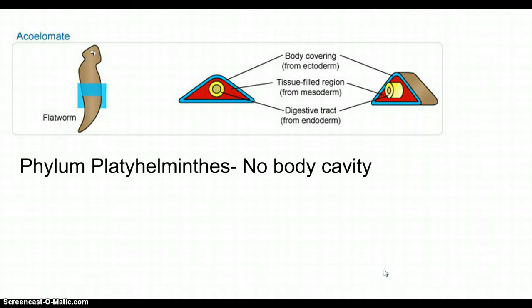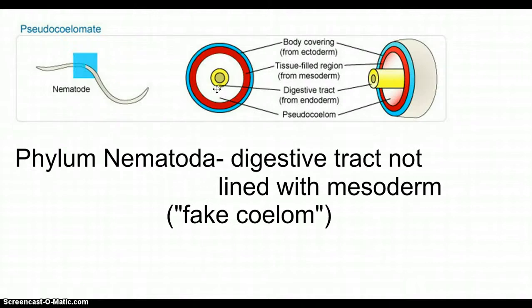So Phylum Platyhelminthes, these are the flatworms, and if you were to make a cross-section of one, this is what you'd see. There is no body cavity at all, so that's what acoelomate means. It means without a coelom. So they have no body cavity. They just basically have the mesoderm out here, and they have their ectoderm, which makes the skin, and then they have the endoderm, which is their digestive tract. There's no cavity. Then the nematodes, these are pseudocoelomates, which means fake coelom.